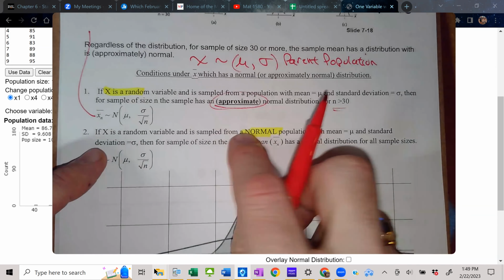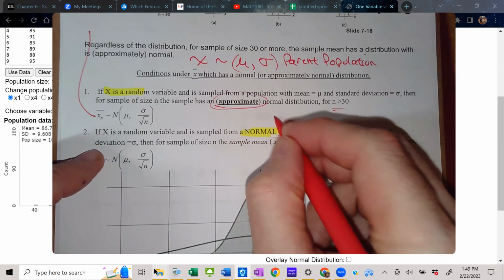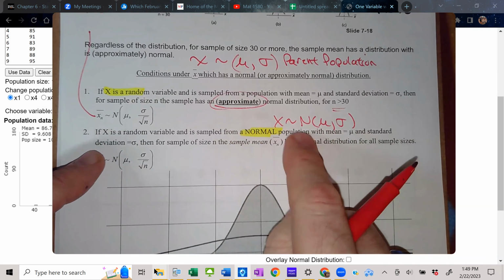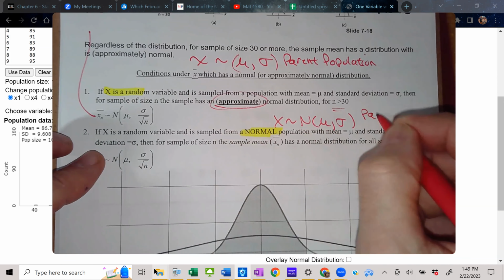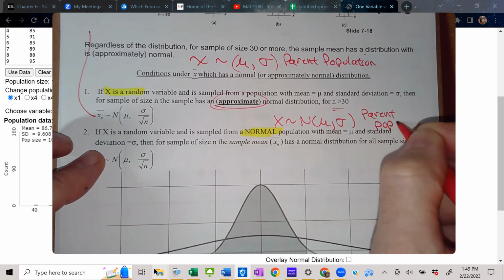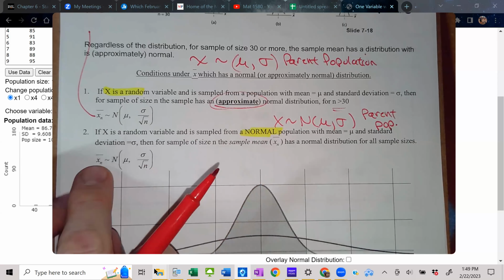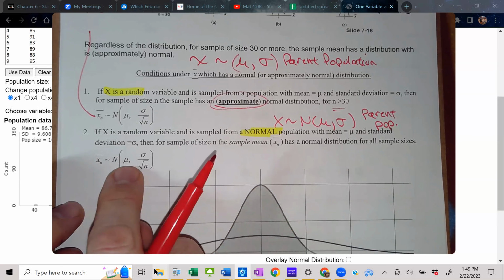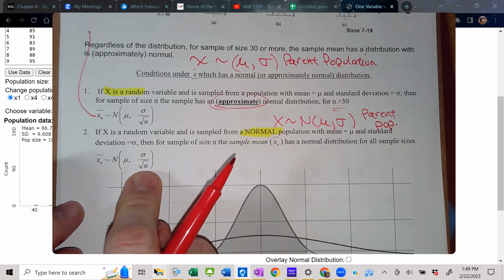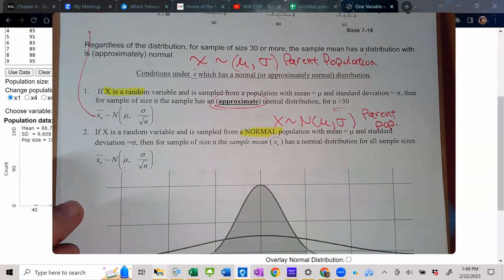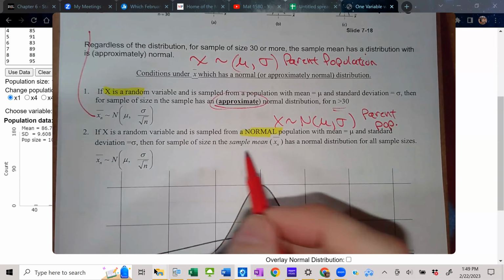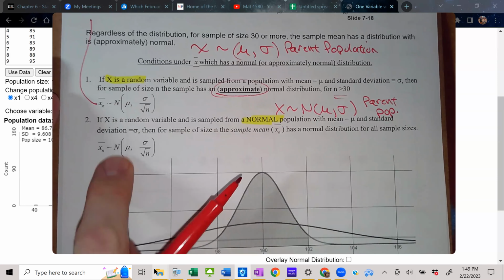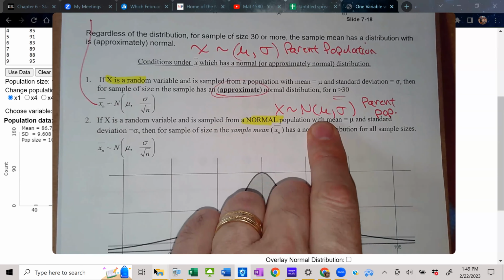So if I'm sampling from x, which is distributed normally with a mean of mu and a standard deviation of sigma, if that's my parent population, then for samples of size n, I'm going to have the same mean. The standard deviation is going to be sigma over the square root of n, just like it was up above. It's just that here, I don't have to worry about n being greater than 30. I'm always going to get a sample mean with a normal distribution. That's assuming that I started out with a normal distribution.